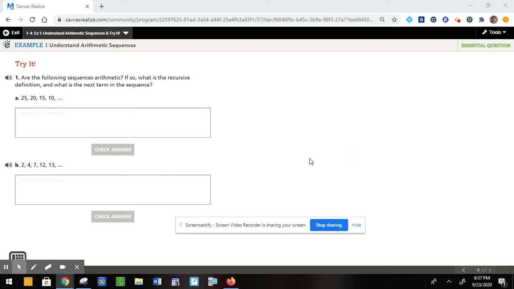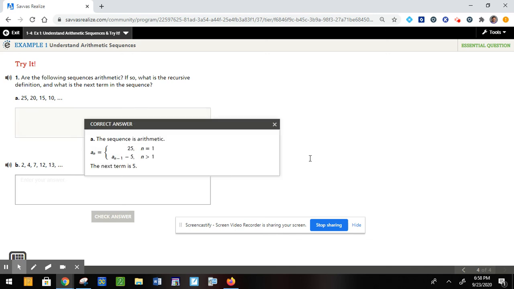So 25, 20, 15, 10. The common difference, and this is the first one we're looking at that's going down, but that just means the common difference is negative. All right, so this is arithmetic. The common difference is negative 5. The first term is 25. And then each term after that, you would add a negative 5 technically or subtract 5. So you could write it as a piecewise function like that.